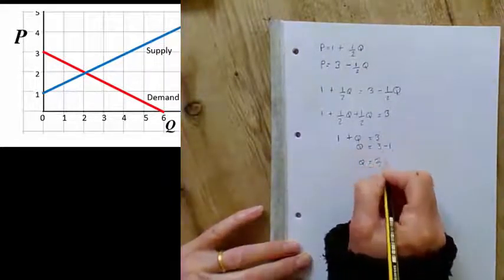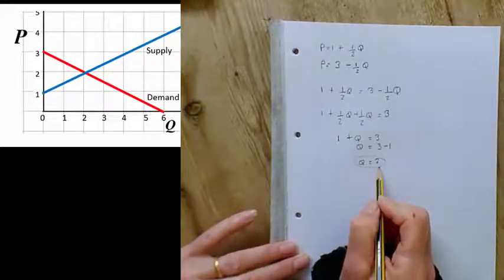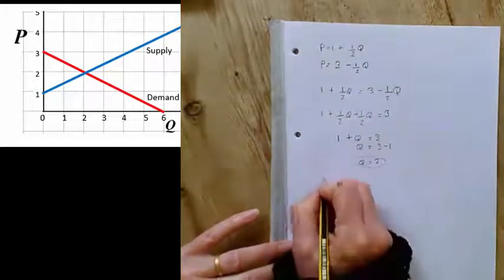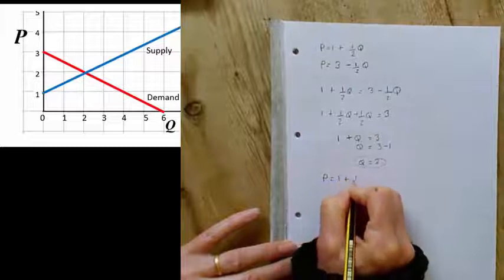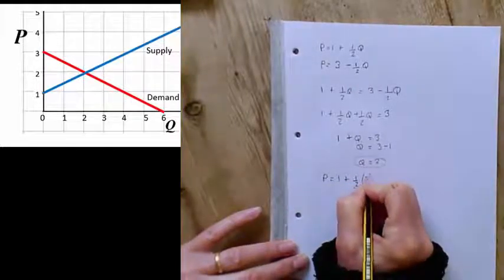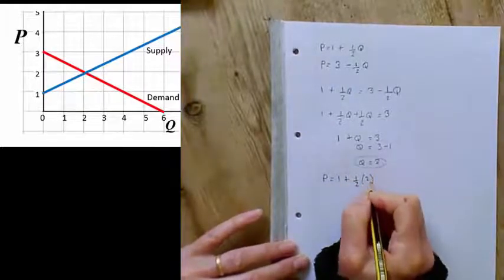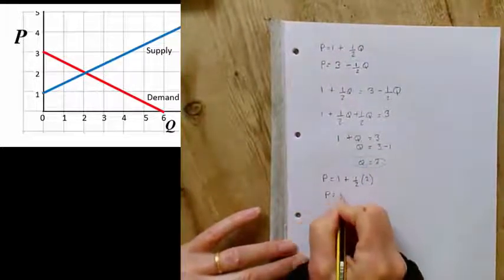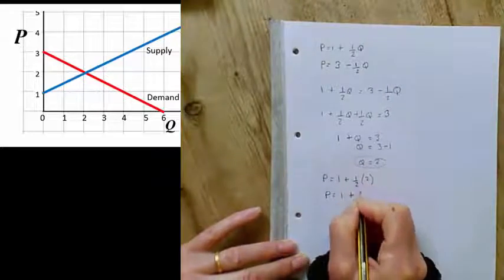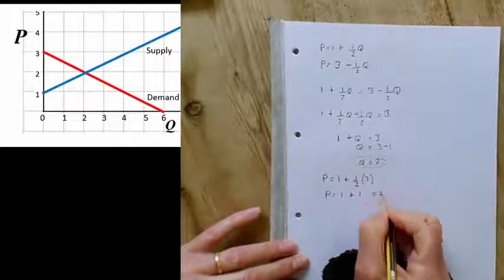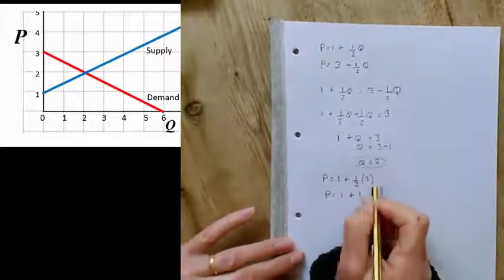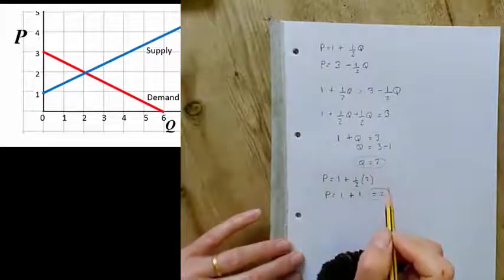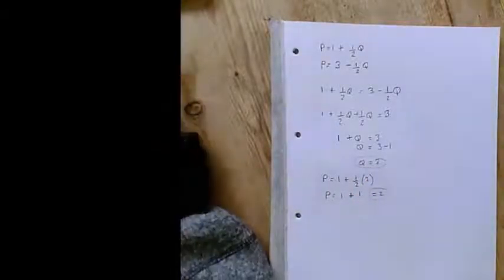So if q equals 2, we can substitute this into either of those equations. P equals 1 plus a half 2. I'm putting the 2 in brackets because I'm substituting it into the function. So P equals 1 plus a half of 2, which is 1, so P equals 2. So we can see that P equals 2 and Q equals 2 at the equilibrium point.